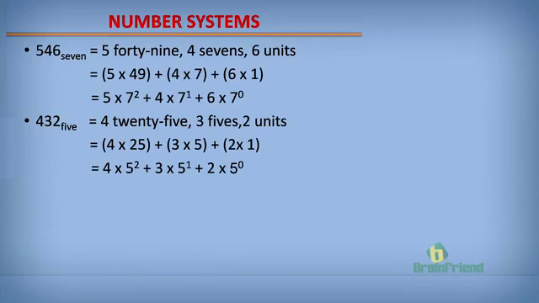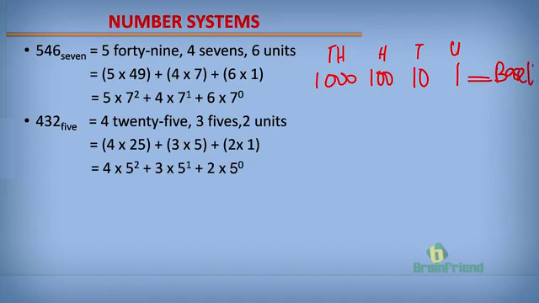Now for a number in the denary system, or the base 10 system, we have our units, the tens, the hundreds, and then the thousands. The units are the ones, the tens are the tens, the hundreds are the hundreds, and the thousands are the thousands. This is for a base 10 number system. Now for this 546, we can see that it's in base 7, not base 10. So at this point where we have the units for base 10, it's still going to be a 1.